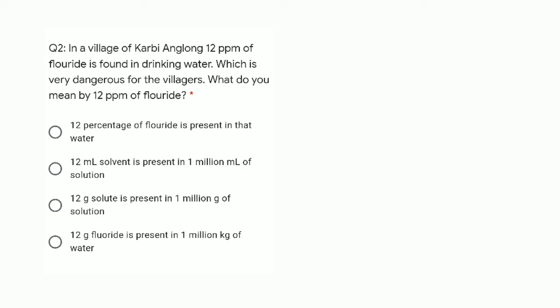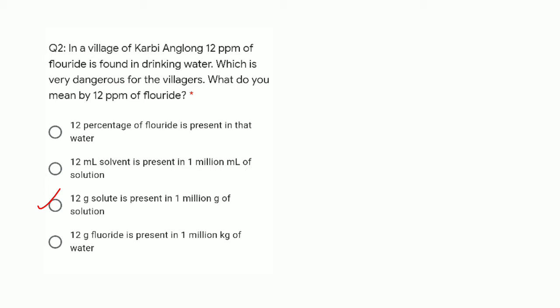Option 2 is what? 12 ml of solvent is present, so it is not right, because fluoride is a solute, so it is also wrong. Now third is what? 12 gram solute. Yes, 12 gram solute is present in 1 million gram of solution. Yes, this is right, because the 12 gram of solute is what? Fluoride. That means 12 gram of fluoride is present in 1 million gram of solution.